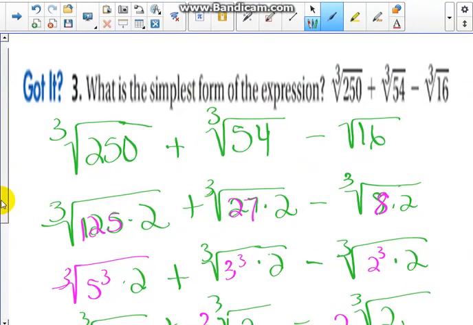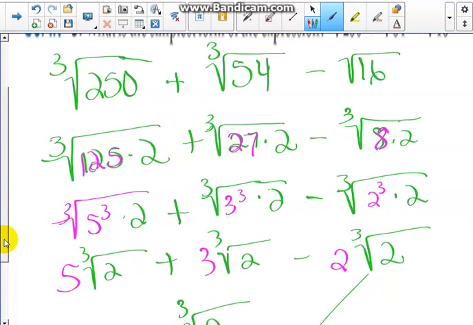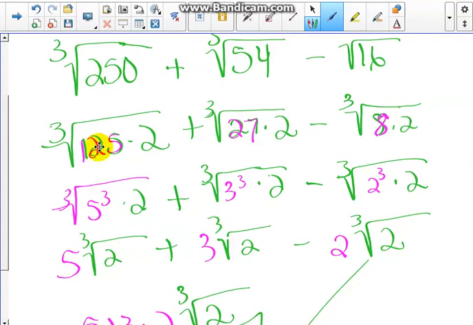So you want to get everything in terms of cubic factors. So here it goes. The 250 went down to 125, which is 5 cubed, which took the 5 out. So 5 cubic root of 2. And the 54 is 27 times 2. 27 is 3 cubed. 3 cubed, 2. And then 16 is 8 times 2. 8 is 2 cubed. We take out the 2.